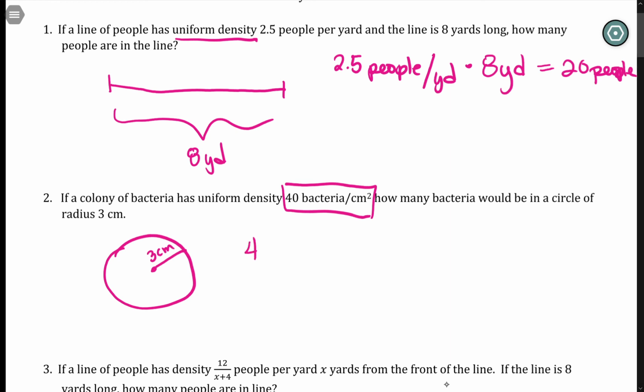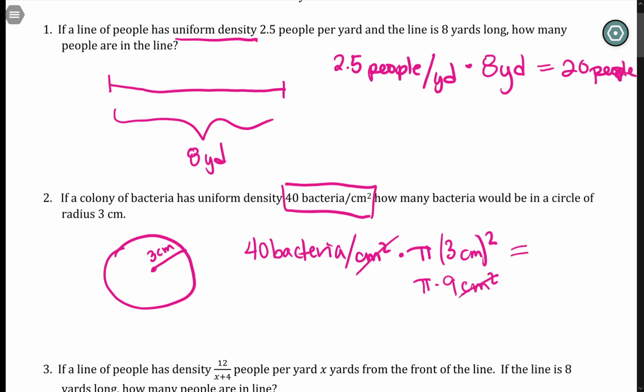So if I have 40 bacteria per square centimeter, and I just want total number of bacteria, I better be multiplying by an area in square centimeters. Since this thing is a circle, the 3 is not enough, that's just centimeters. I need pi times 3 times 3 centimeters squared, which is the same as saying 9 pi centimeters squared. And notice the centimeters squared cancel out, and I get 9 times 40, 360 pi bacteria.